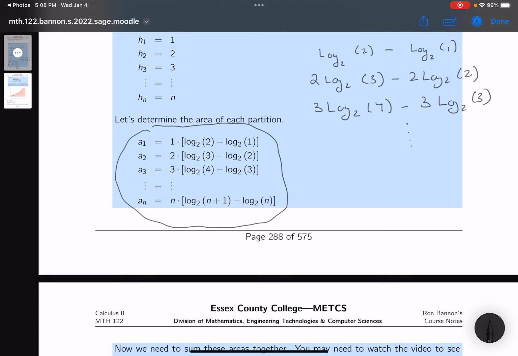And so on. Let's go towards the end. What are you going to get? n log base 2 of n plus 1 minus n log base 2 of n. I like to go backwards on these guys over here as well. And what are you going to get? n minus 1 log base 2 of n, minus n minus 1 log base 2 of n minus 1.